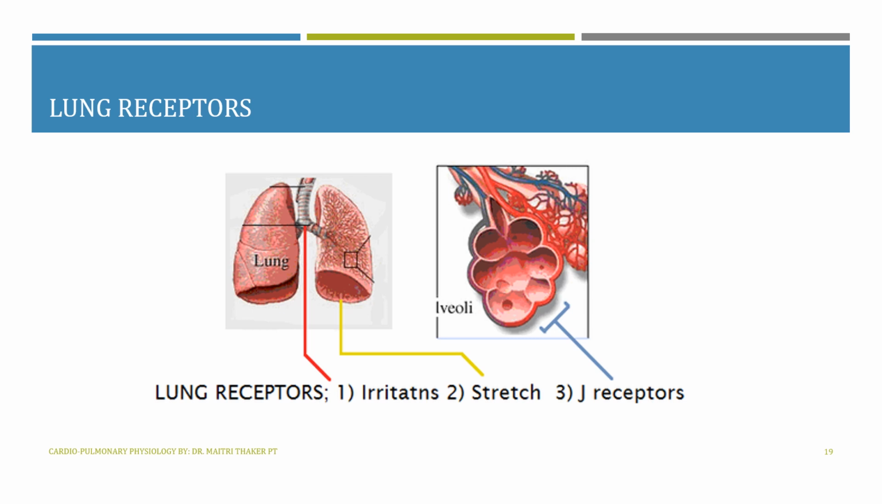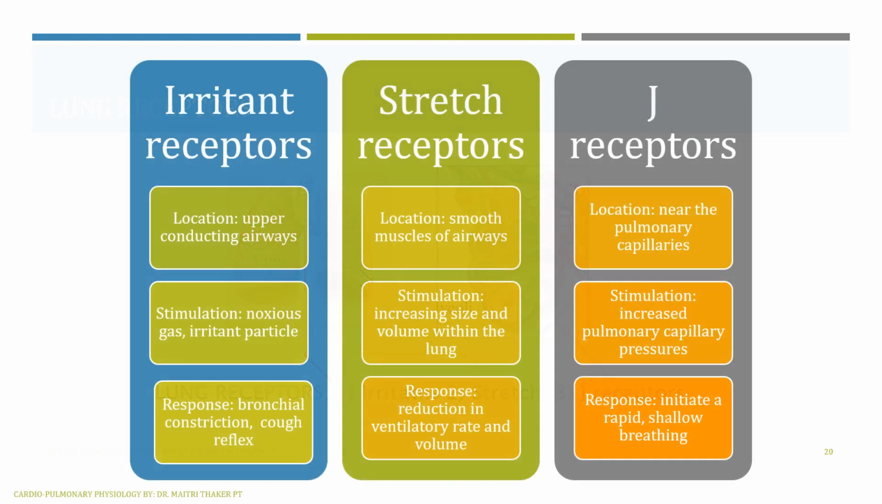Now let's discuss the lung receptors. There are basically three types of lung receptors: irritant receptors, stretch receptors, and J receptors. Irritant receptors are located in the upper airways or conducting airways. They get stimulated by any noxious gas, irritant substances, or particles in the airway, and they respond with a quick cough reflex or bronchial constriction.